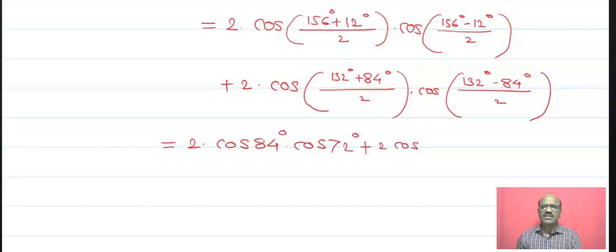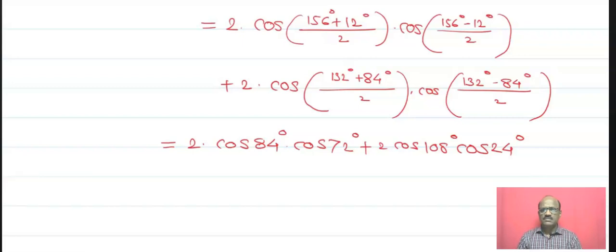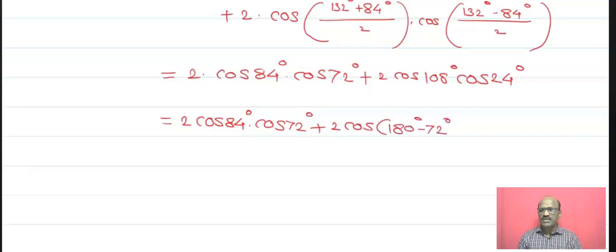Now in the first case you will get 2 times cos of 84 into cos of 72 plus 2 cos of 108 and cos of 24. That is 2 times cos of 84, cos of 72 degree, 2 times cos of 180 minus 72, that is 108, and that is 180 minus 72.